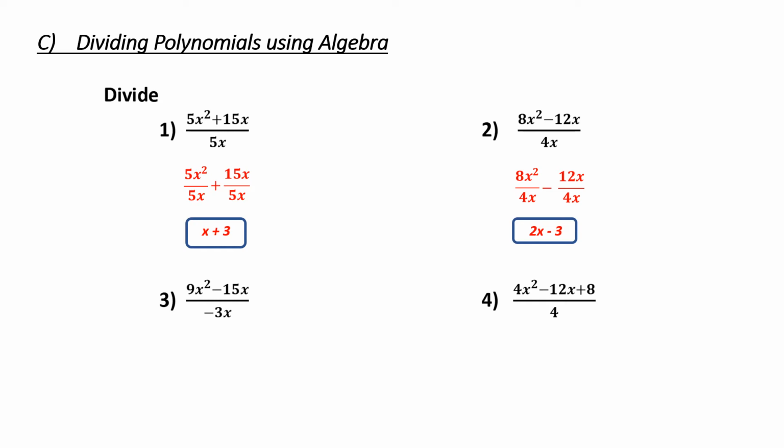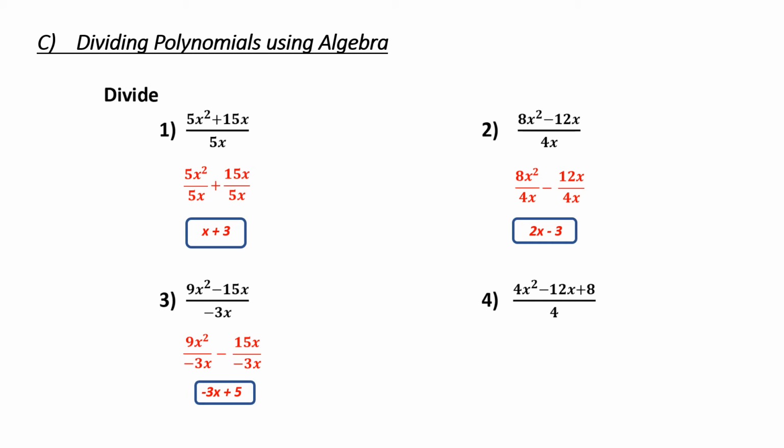Number 3. Notice I've now put a negative in the denominator, but I follow exactly the same procedure. I take each term, 9x squared, and I divide by negative 3x. Negative 15x divided by negative 3x. 9 divided by negative 3 is negative 3. X squared divided by x is x. So I have negative 3x. Now, negative 15x divided by negative 3x is going to be plus 5. These are not like terms, so that is my final answer.